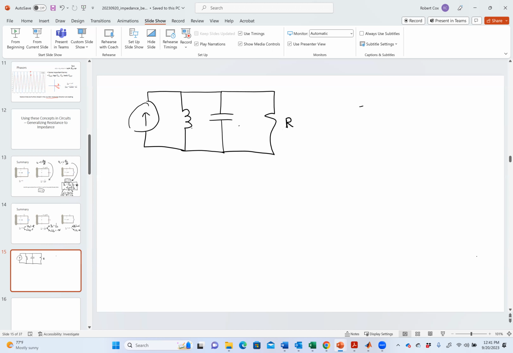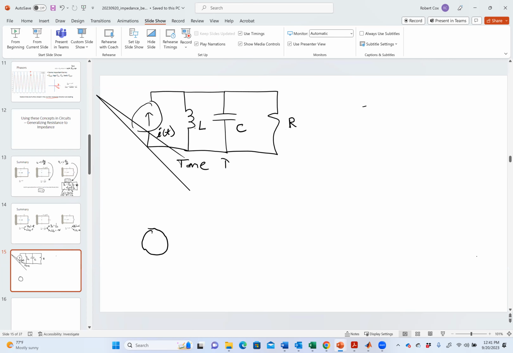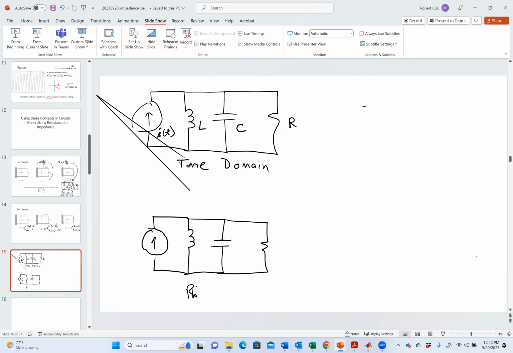I have R, C, and L. And I'll call this one here I of t. Okay. And so the circuit, we said, exists in what we call the time domain, but we map it. So this is what we call the time domain. And then it also includes what we refer to as the phasor domain. This is what we map it to, the phasor domain.